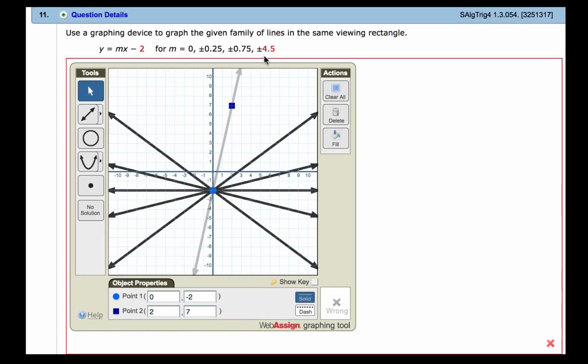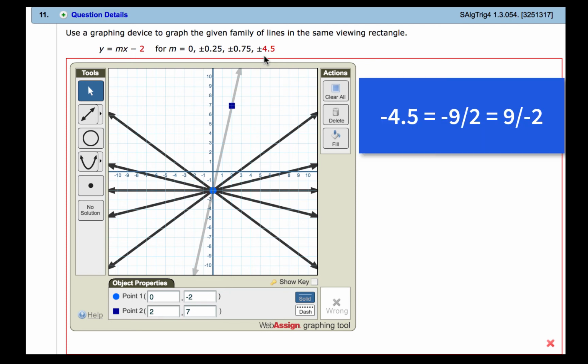Next, we'll need to graph y equals minus 4.5x minus 2. Our slope can be expressed as negative 9/2 or as 9 over negative 2, which would mean go up 9 and to the left 2. So we'll do that. We'll select our line tool, put a dot on the y-axis at negative 2, and then we'll go up 9 and to the left 2. And now we've graphed the line y equals minus 4.5x minus 2.